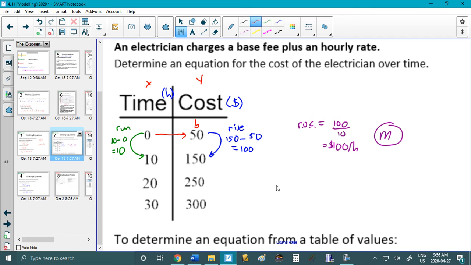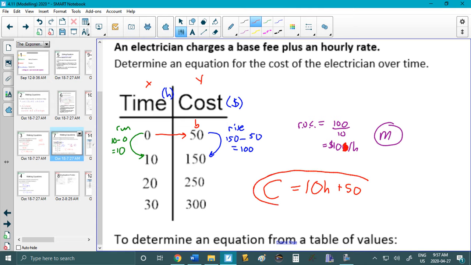So when we're done, we have c equals, oh, it's not 100, right? 100 divided by 10 should have been 10. So $10 per hour. And if you can get an electrician for $10 an hour, you take it, because that is the deal of the century. So it's going to be c equals 10, and then this variable is time in hours, so I could say t, or I could say h, or n for number of hours. I'm going to say h for 10 times the number of hours, and then plus 50.